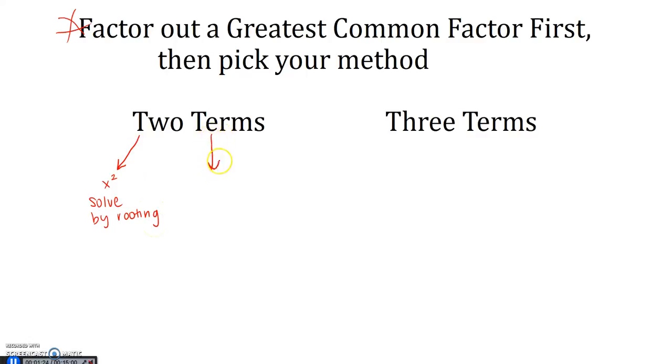Another option, if you have two terms and you have an x squared and an x to a power of 1, there you will solve by using your greatest common factor. And then we have a special factoring pattern that has two terms. It's known as the difference of two squares. And we'll talk about what that looks like in a second.